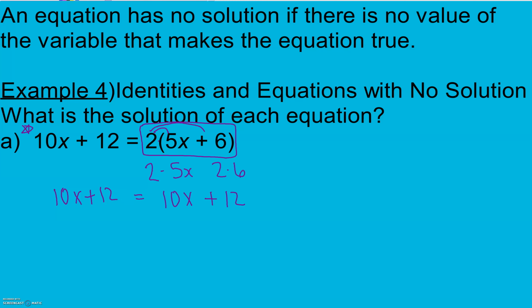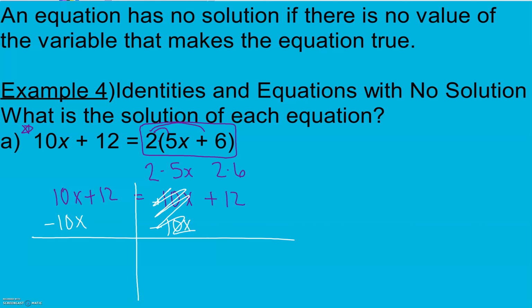So now I can move all my variables together to one side. I have a positive 10x. I take 10x away, and whatever I do to one side, I do to both. Keep in mind here, 10 minus 10 is 0 x's. 10 minus 10 is 0. So all I have left is 12 equals 12, and that is true.